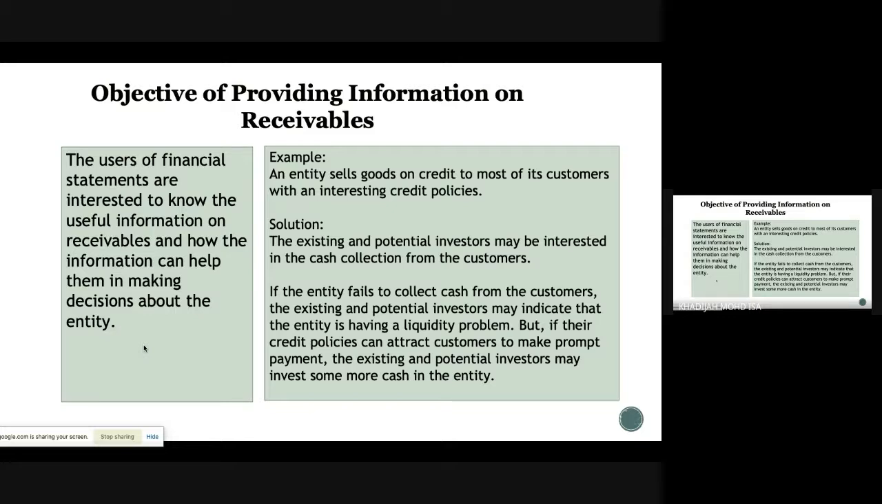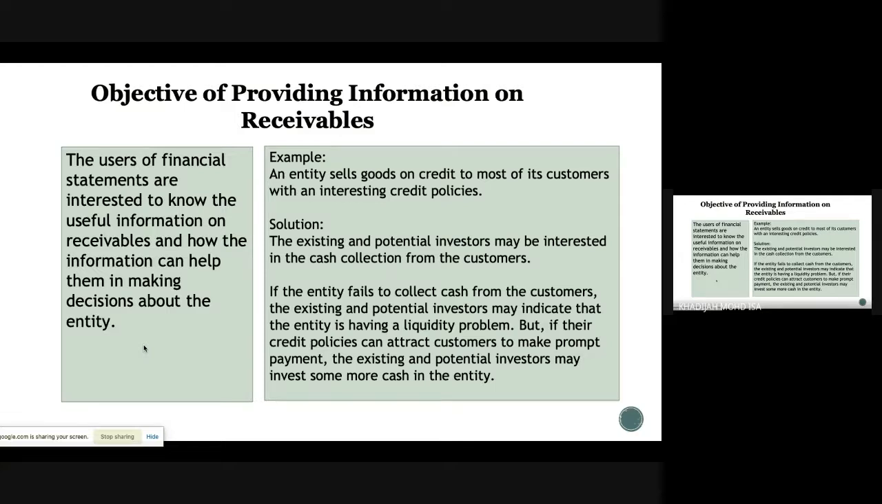Of course, if you make sales, it's good, but for sales on credit, we want to know how you actually collect the credit from your customers. Because if the entity fails to collect cash from the customers, the existing and potential investor may conclude that the entity is having a liquidity problem. Yes, you can make sales, that's good, but you don't have cash because all the sales are on credit. If you fail to collect the money from the customers, then you will have a cash issue, or in this case, a liquidity problem.